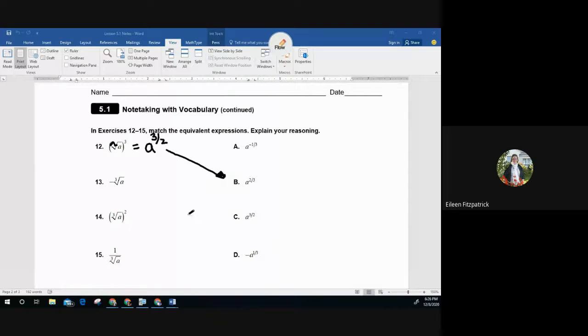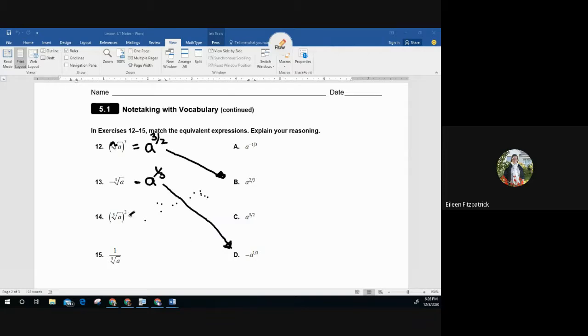All right. The next one. Well, the top, or excuse me, the index number is the bottom. And the top number is what exponent to apply. So when there is no exponent out here, it's automatically a 1. So it's negative a to the 1/3, which matches with D.